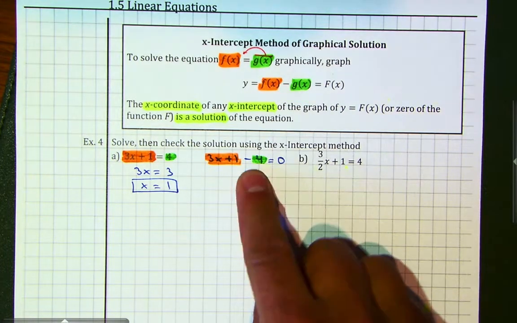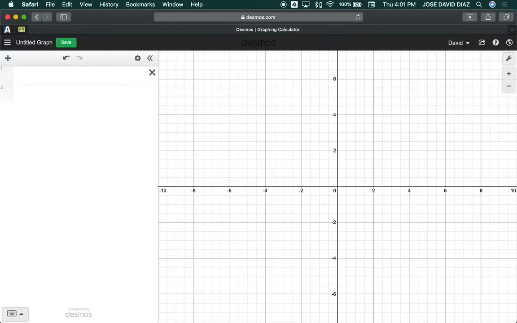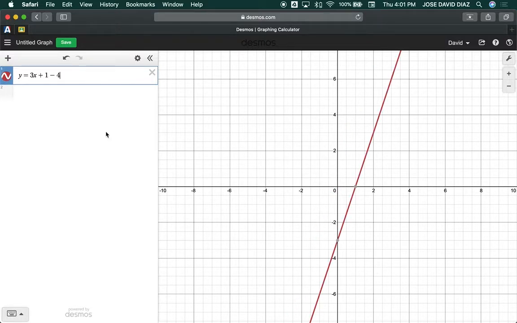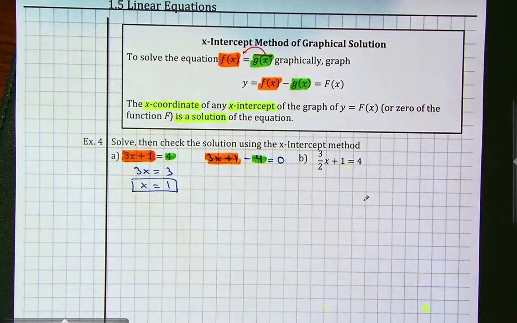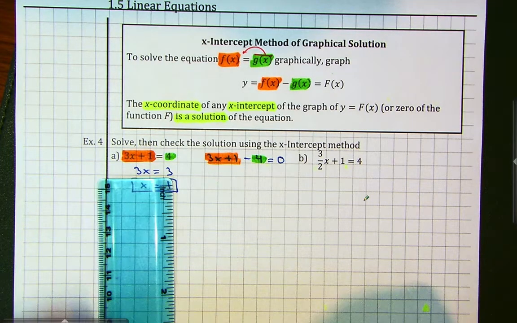So therefore, if I use my Desmos or my graphing calculator, and I just type in y equals 3x plus 1 minus 4, or I can simplify that, then the x-coordinate of my x-intercept is my solution, which is 1, which matches my answer here. So let's go and make a quick x and y axis. We're going to do a 5 by 5.